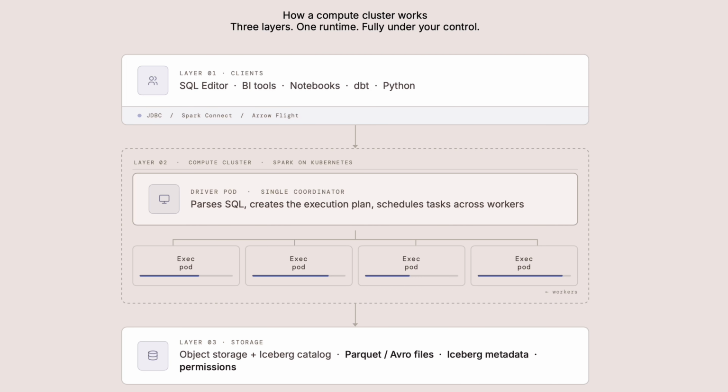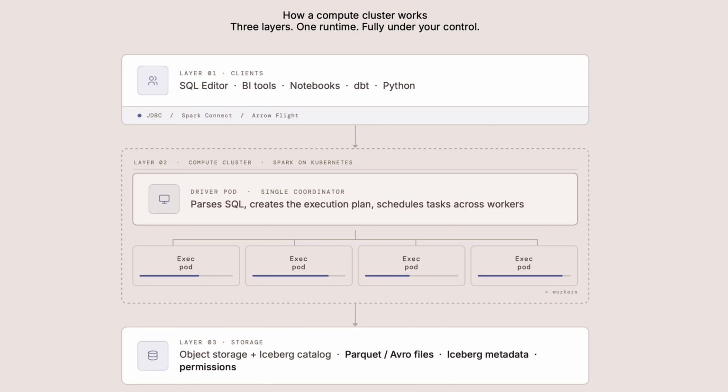Below the driver are the executor pods. These are the workers. They read the actual data from object storage, process it in parallel, and send results back to the driver, which assembles the final answer. At the bottom is the storage layer. Parquet files, Iceberg metadata, permissions. This layer is completely separate from the cluster.